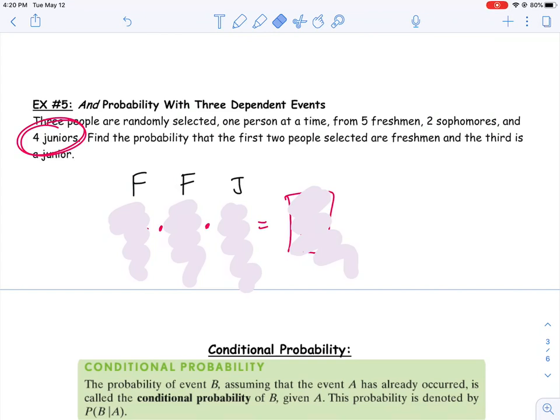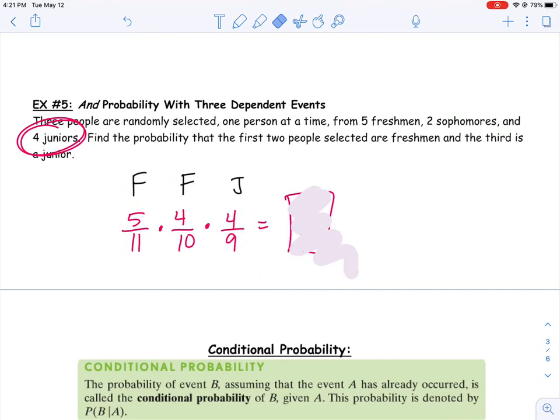When I go to pick that first freshman, how many freshmen are there out of how many total students? 5 out of 11, right? When I go to pick the next freshman though, how many freshmen are there out of how many total students? Well, I can't pick that same freshman from before, and so now I'm down to 4 out of 10. I have 4 freshmen left out of 10 students left because I've already picked a person the first time. And then when I go to pick a junior, how many juniors do I have left out of how many students are left? Well, I still have 4 juniors, but I only have 9 students left.